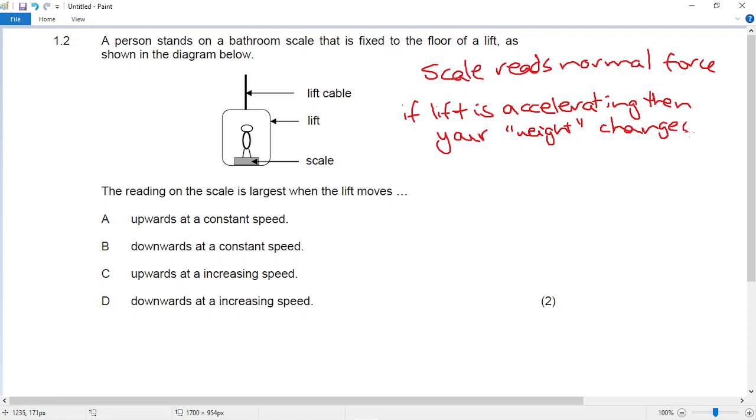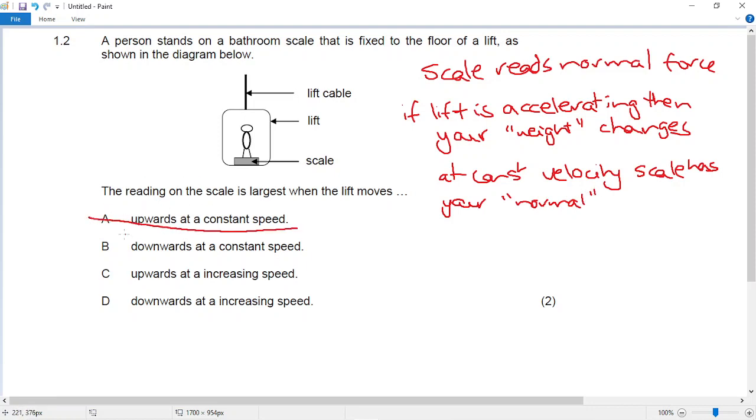So if we are at a constant velocity, your weight will be what you are expecting it to be. The scale has your normal weight, what you're expecting it to read. So in here, we can remove immediately A and B because they both say constant speed. So if you've got constant speed, you are not going to have a change in the scale reading. It won't be the maximum. When is the reading on the scale largest?